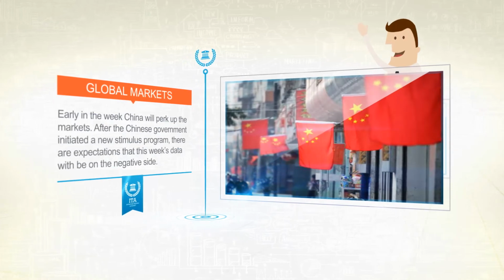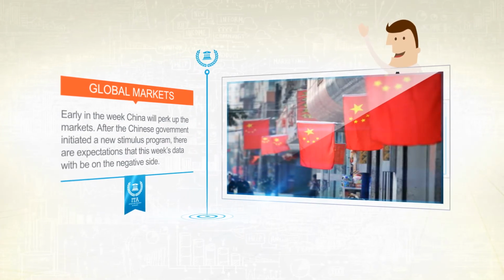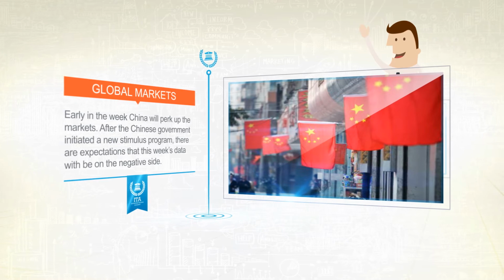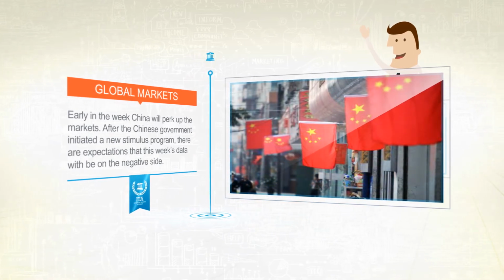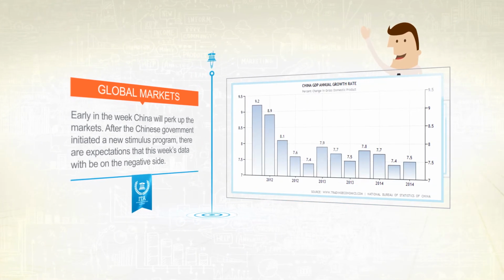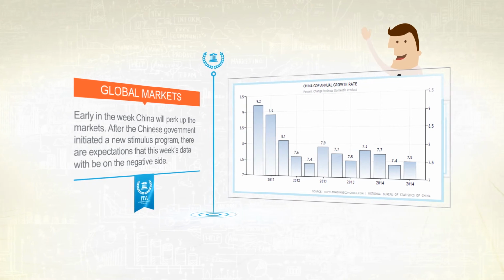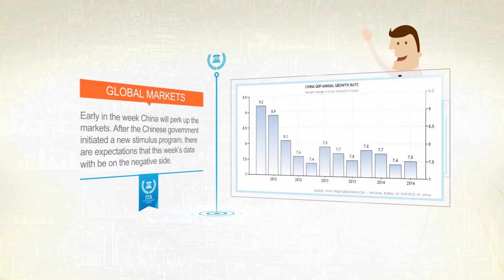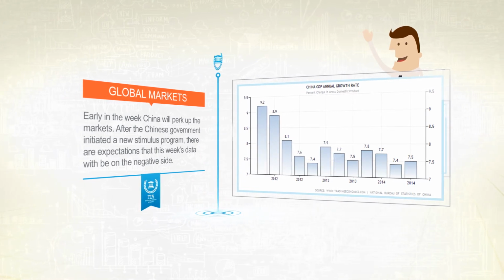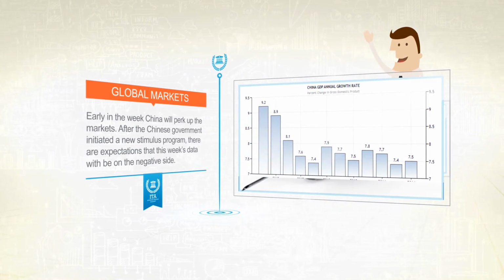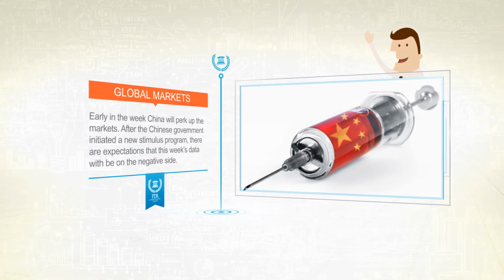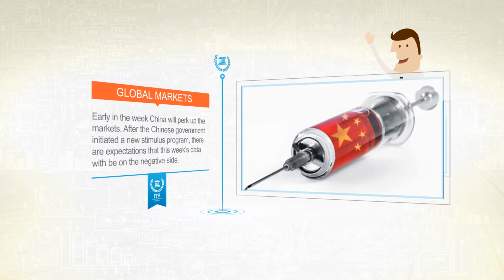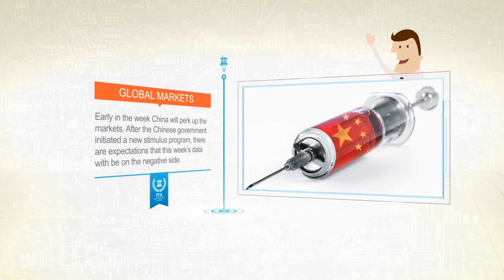Early in the week, China will perk up the markets after the Chinese government initiated a new stimulus program. There are expectations that this week's data will be on the negative side. On Tuesday, China is expected to report its slowest growth rate since the first quarter of 2009, likely to be well short of the 7.5% expansion reported from April to June. As such, the National People's Congress that starts from October the 20th may consider economic stimulus measures.